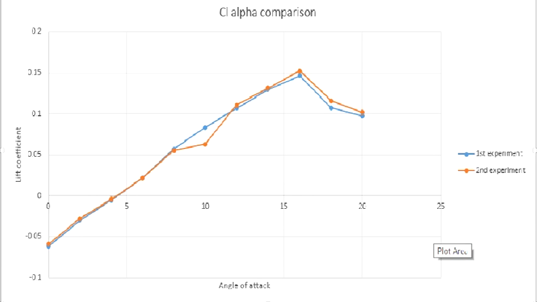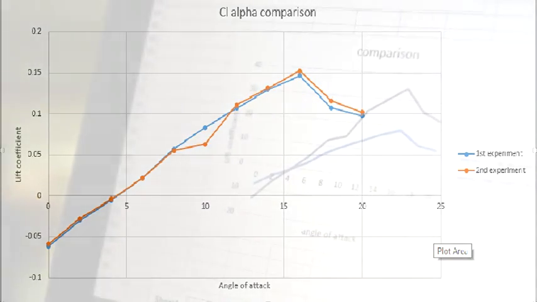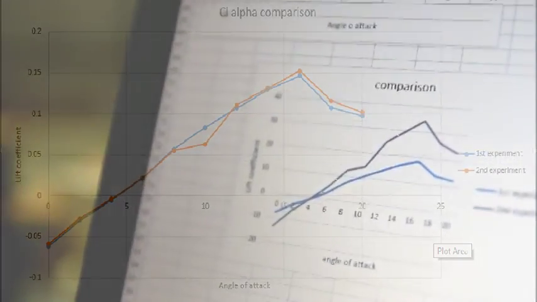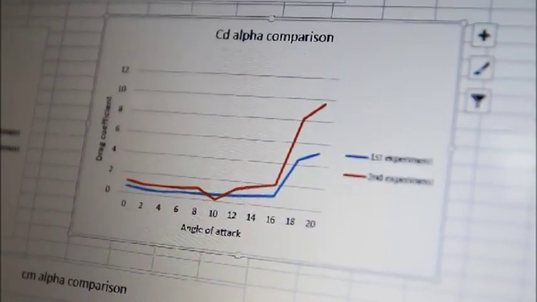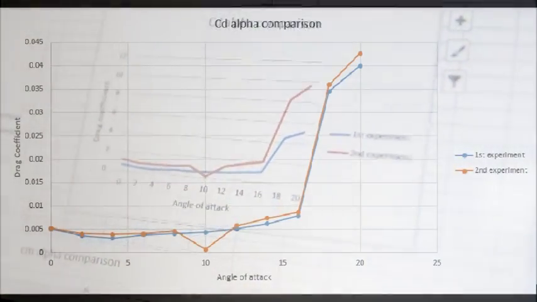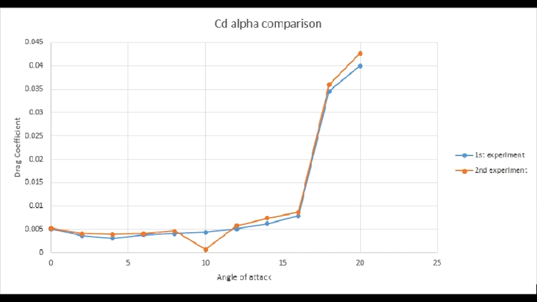From this graph, we also see the effect of the different Reynolds numbers from 2 experiments. The second experiment, which we tested at a higher Reynolds number, gives a higher slope of the CL-alpha curve. We can conclude that a higher Reynolds number results in an increased lift coefficient. Let's move on to the drag coefficient versus angle of attack. In this graph, we can see the effect of Reynolds number: the higher Reynolds number means the lower drag coefficient, as we can see in the orange line from the second experiment.